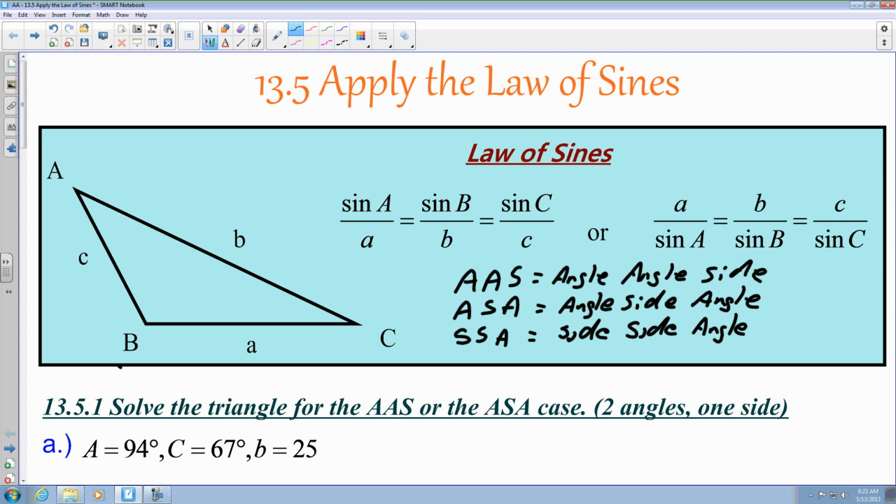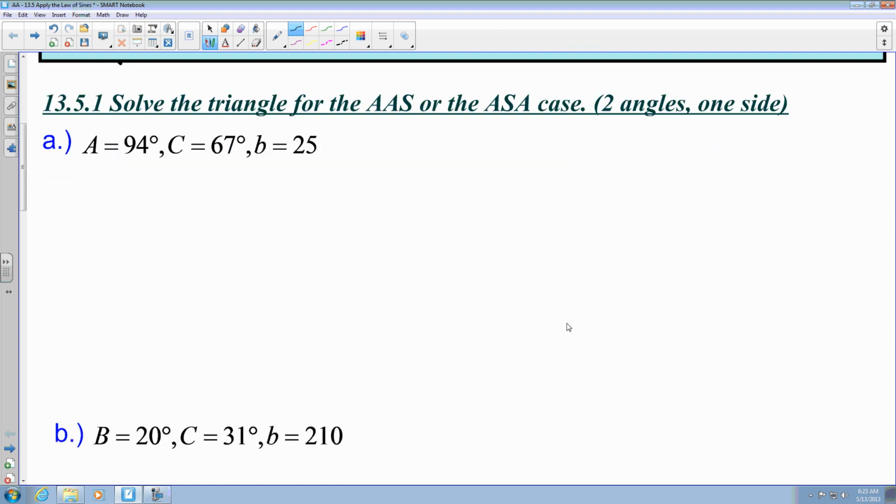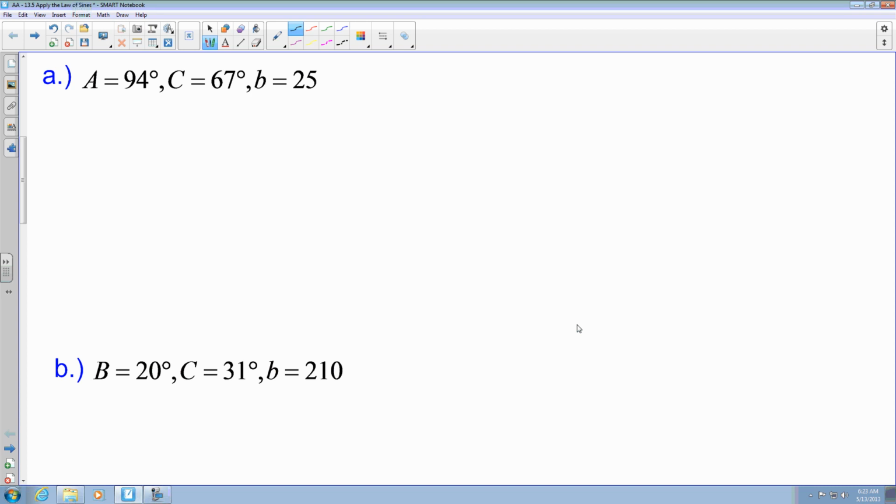So let's take a look at example A. So I want to be able to solve this triangle, and I would draw out a triangle to kind of help you out. So I'm going to have like that, just an arbitrary triangle. Go A, B, and C. And so this is, they give us is 94. They give us this is 67. And then they tell us that b is 25. So it's the opposite distance of what that angle is.